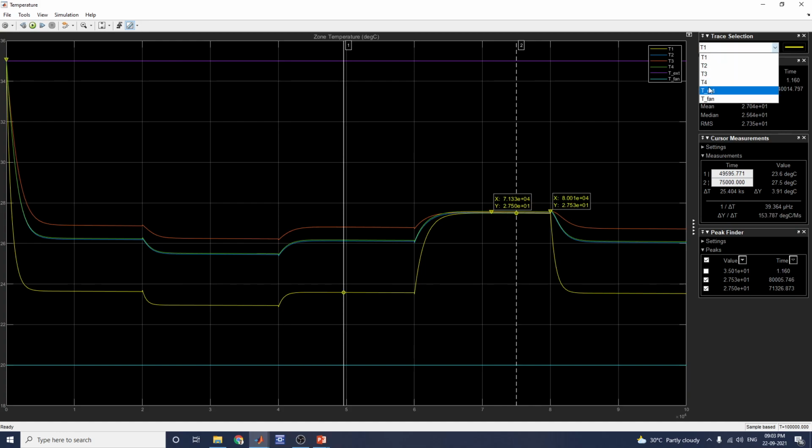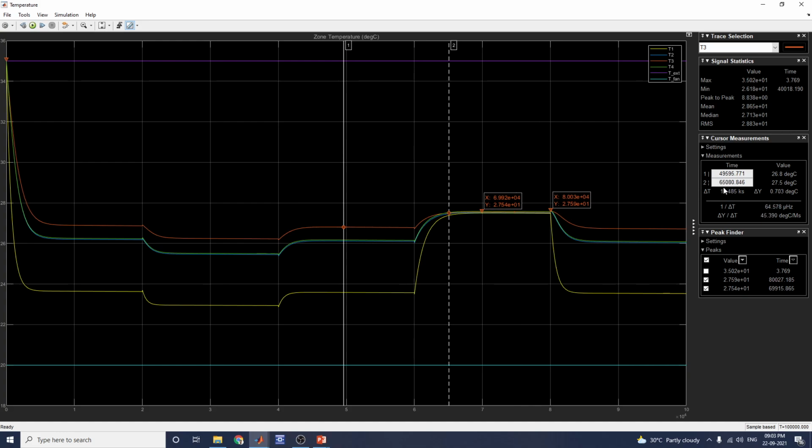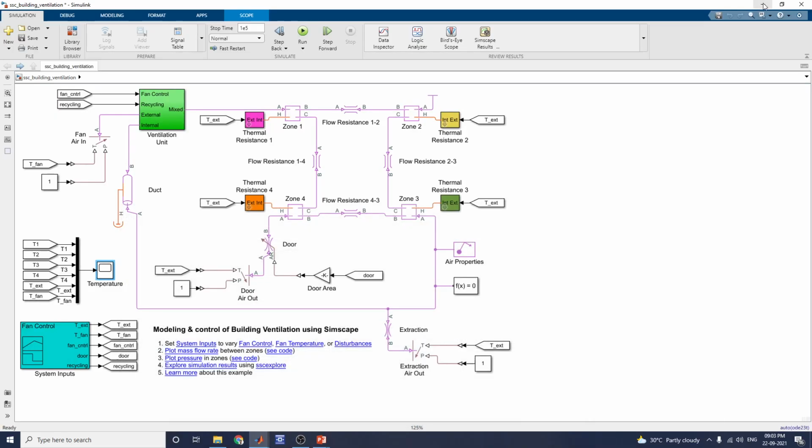Okay, now you can vary the external value. You can also see. In this manner you can use cursor measurement. Wherever the cursor is placed here, you can see the measurements as a time value, 1 by delta T value, delta Y by delta T. In this manner you can analyze by using this Simulink scope. Also you can get it from Simscape logging.